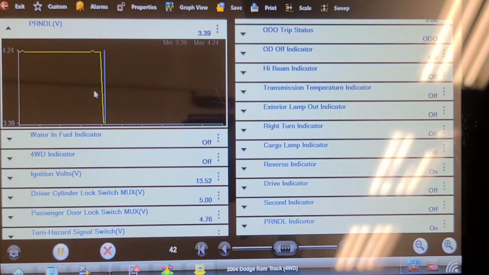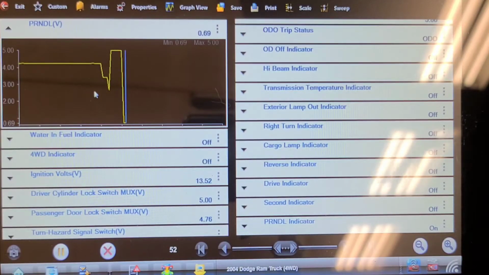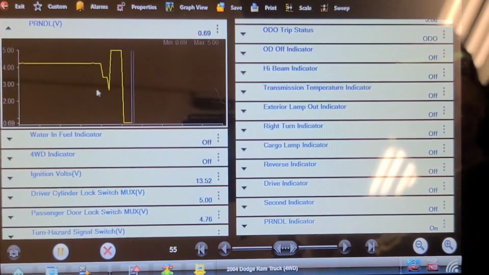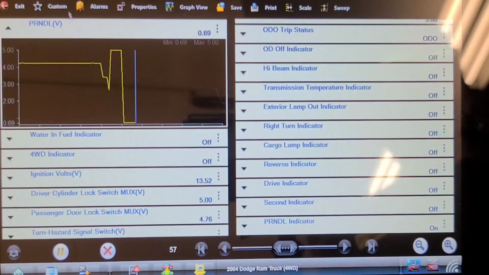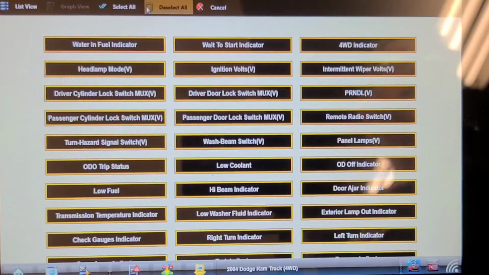That's reverse, neutral, drive, second, in low right now. You notice it jumped to 5 volts, so it's definitely got a problem with that Prundle switch. I'm going to make a custom data list because the refresh rate on this is very slow.